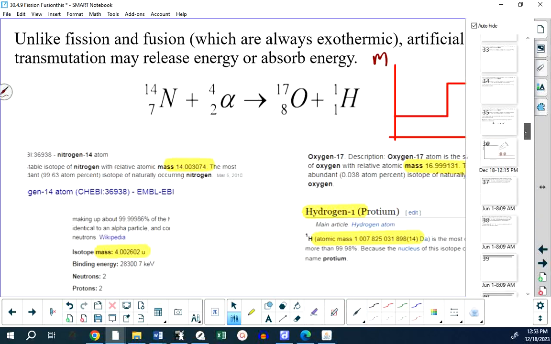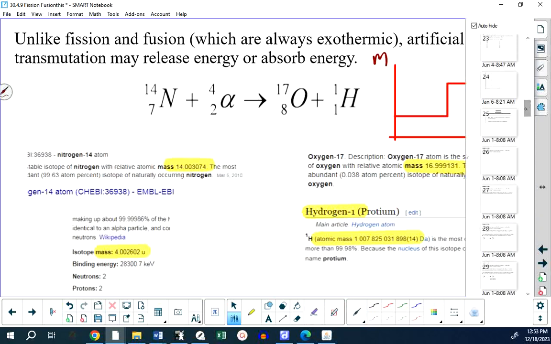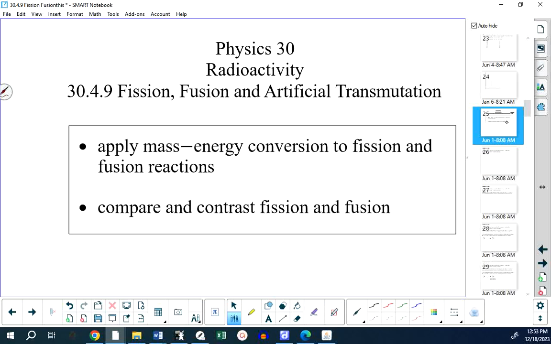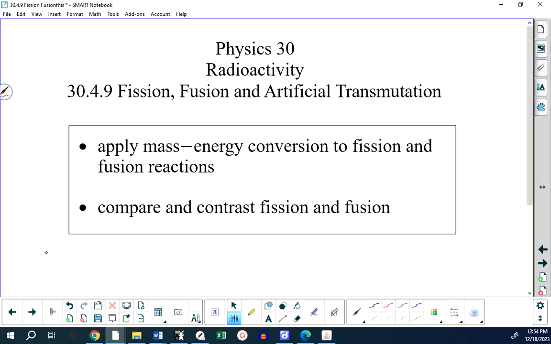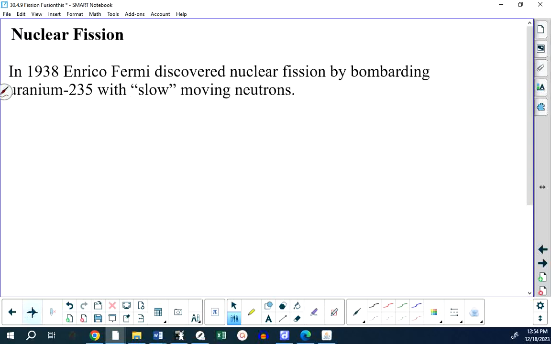So going back to my point here about what we are doing today with mass energy conversions, there's nothing really new there. You find a change in mass, you use it to calculate a change in energy. We're also going to be dealing, though, specifically with the details of fission and fusion. To begin with, getting to be almost 100 years ago, an Italian physicist by the name of Enrico Fermi discovered fission by bombarding uranium-235.